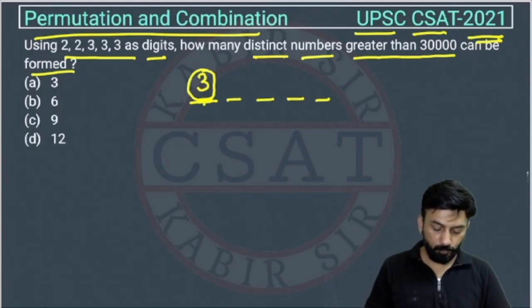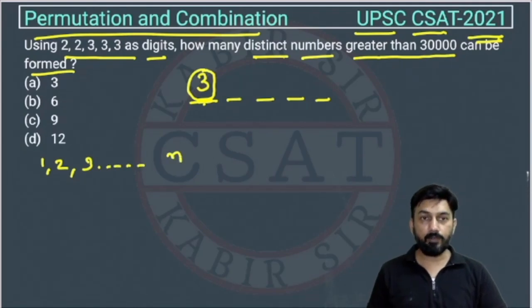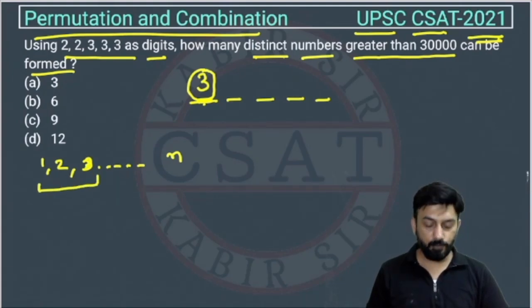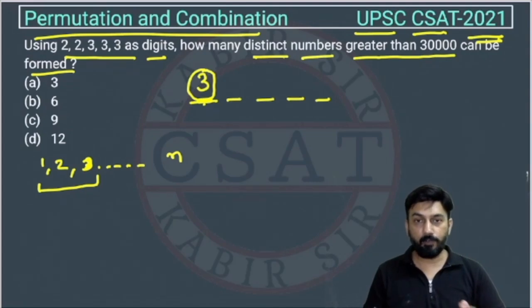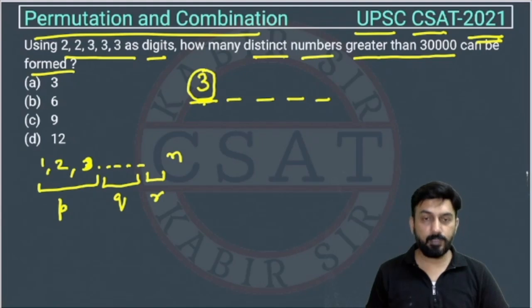So here we will use one formula. Suppose there are n objects, first, second, third, in this way we have n objects. Out of these n objects, suppose p number of objects are of the same type, and suppose q number of objects are of the same type, and these are of the same type, this is r.